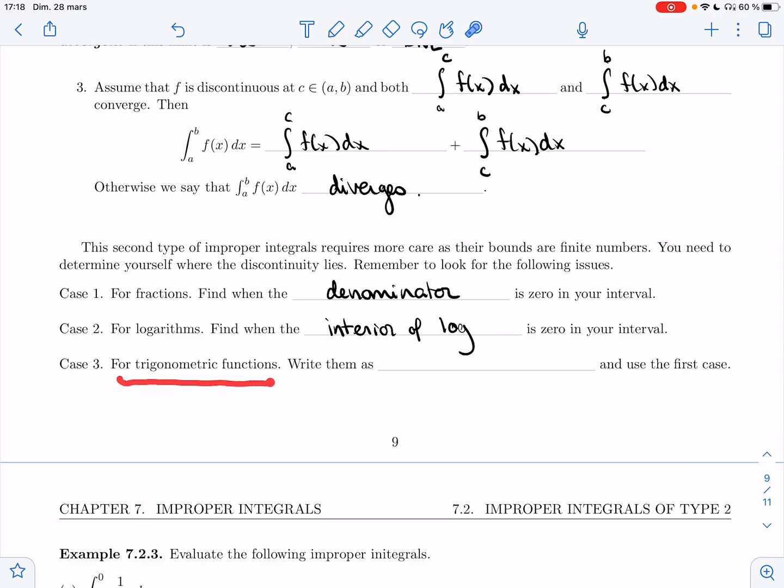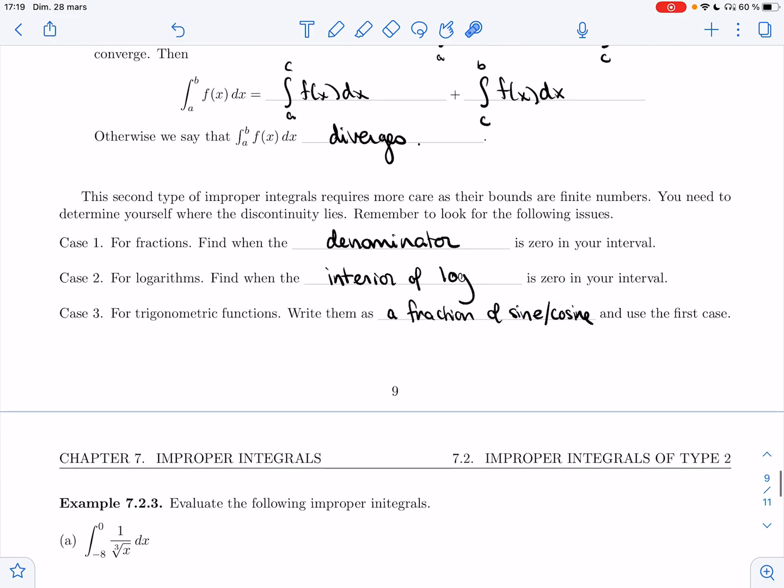For trigonometric functions, those often have discontinuity, so write them as a fraction of sine and cosine and use the first case. So if you have secant, cotangent, tangent, and cosecant, these all have discontinuity because you can write them as a fraction of sine and cosine, and then as soon as you have a fraction, you'll have zeros for the denominator.